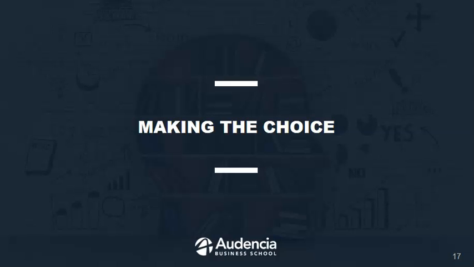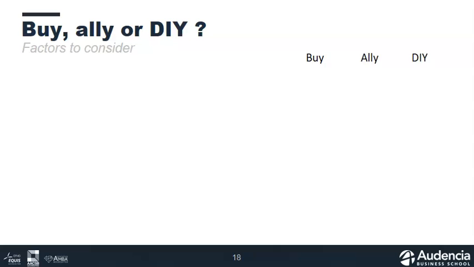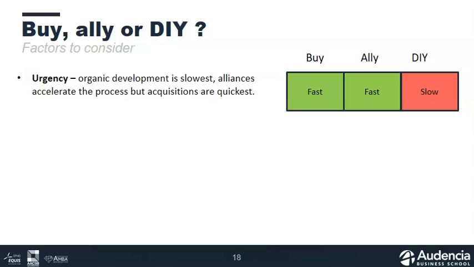So to make the choice, we can look at basically 4 criteria. We're going to choose between buying or acquiring, making an alliance, or just doing it ourselves through organic development and growth. So here are some factors to consider. The first being the urgency.